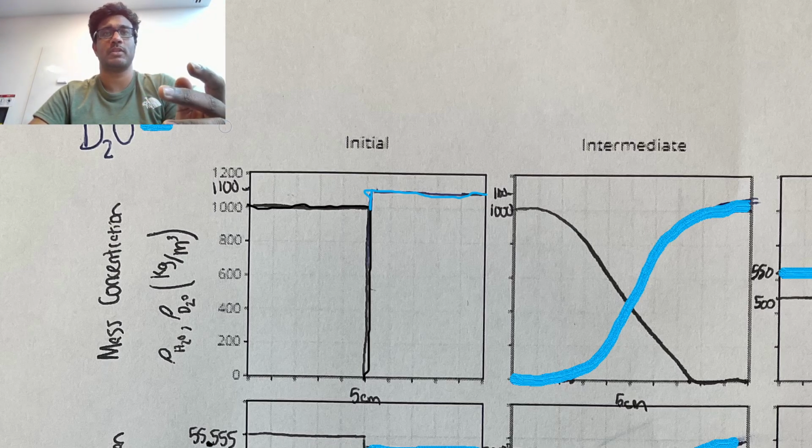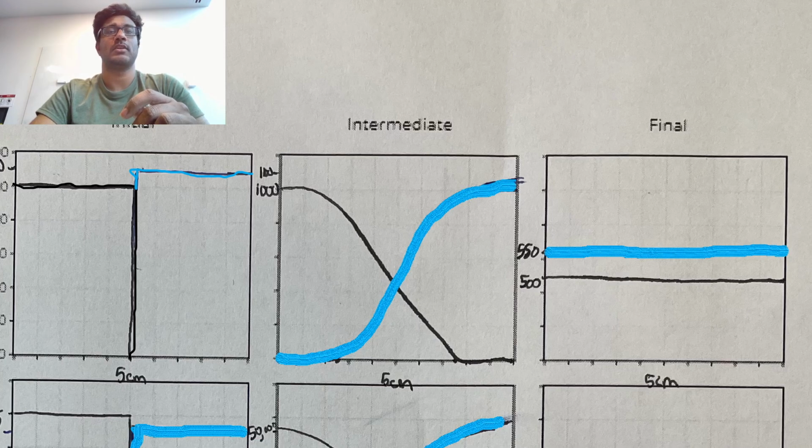And in the beginning stages, there's not too much really occurring. At t equals 0.1 seconds, the barrier was just removed, so there's not much diffusion occurring. But at t equals 60 seconds, at the intermediate step, we see that the D2O begins to cross over to H2O and H2O crosses over to D2O.